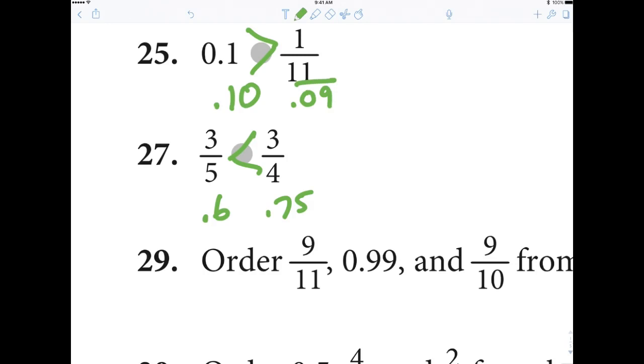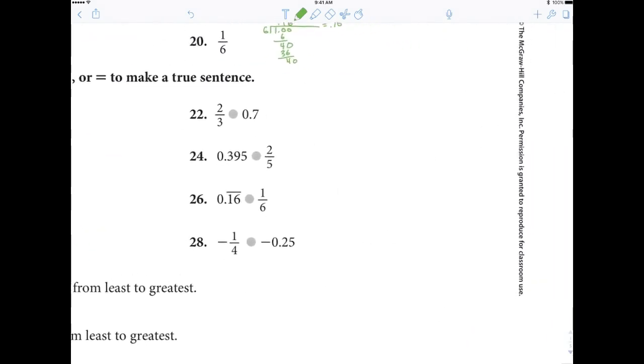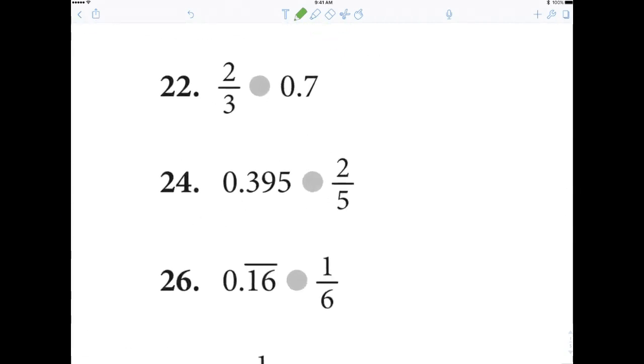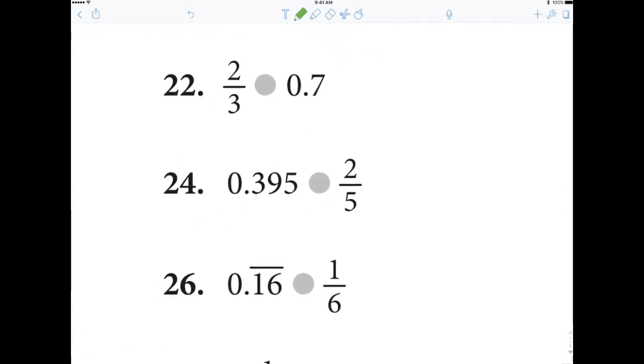Yes. Right? Okay, so now I'm over to 22. 2/3 is the same as what decimal? 0.66. That's right, 0.6 repeating. So which one's bigger, 0.6 repeating or 0.7? 0.7, good. So 0.6 repeating is less than 0.7. 2/5 is the same as what? 0.4, good.